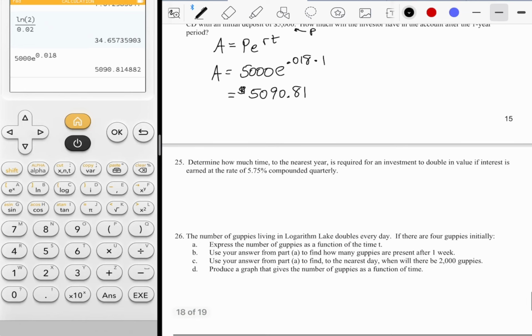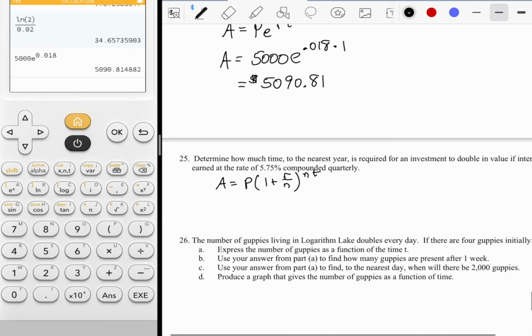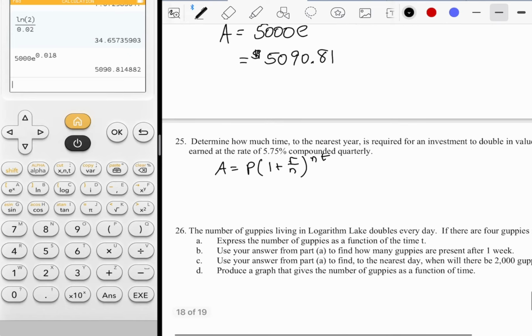Number 25, determine how much time to the nearest year is required for an investment to double if it's compounded quarterly. Quarterly, so A equals P times 1 plus R over N to the NT power. All right, so we use that formula. We don't know the time value, but we do know that it's going to double, so 2-to-1 ratio. 1 plus 0.0575. That's the interest rate in decimal form.